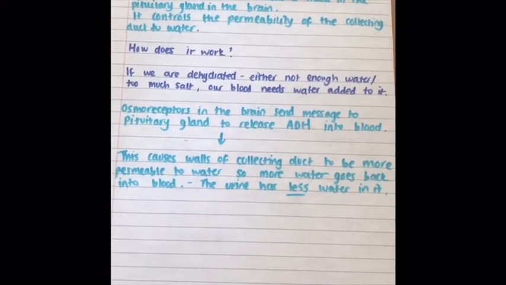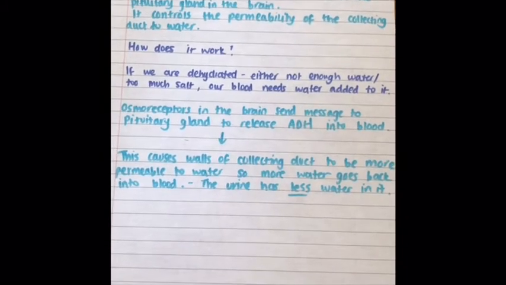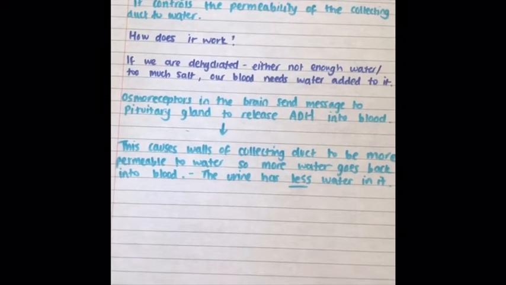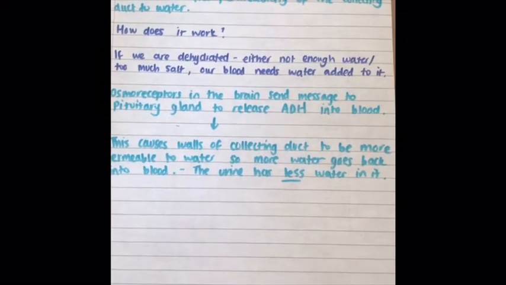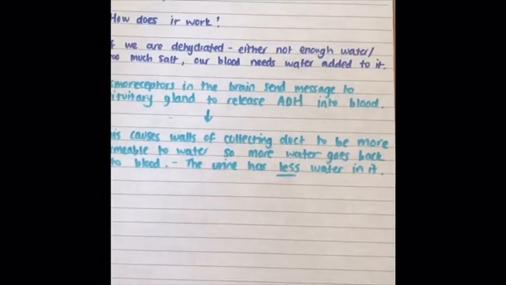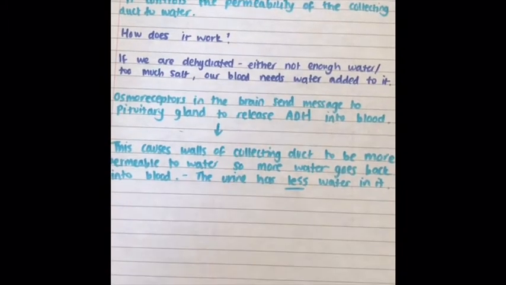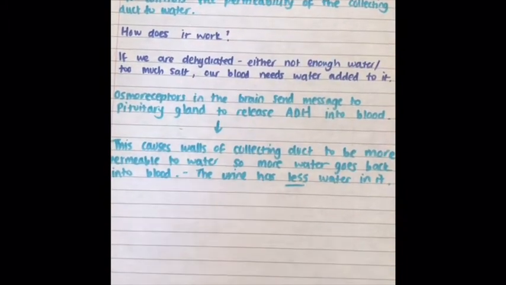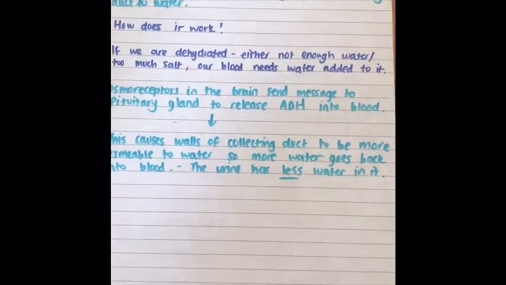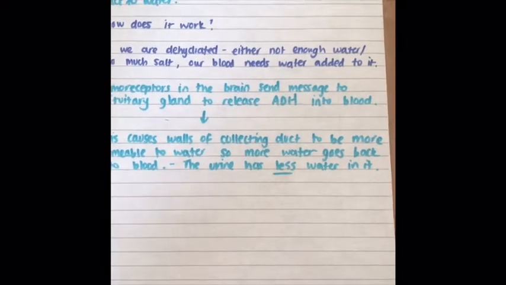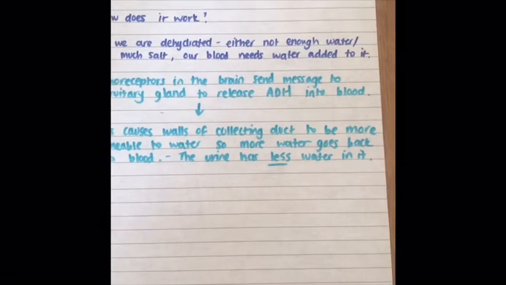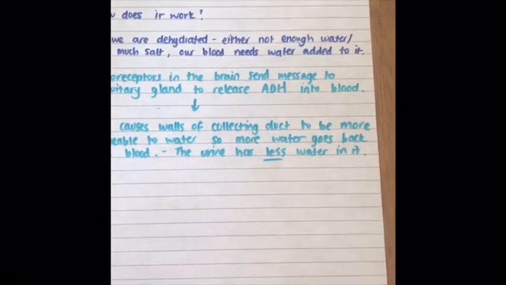So what does that mean? It means that when the urine has gotten to the collecting duct, our body decides, do we need to take in more water back into our blood? Or can we excrete all of this because our blood is dilute enough? How does it work? If we are dehydrated, meaning that we don't have enough water in our blood, or we have too much salt in our blood, then our body needs to keep as much water in it as possible, and less water is going to be in our urine. So our urine is going to be more concentrated.